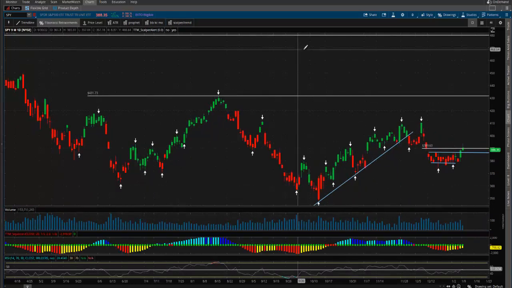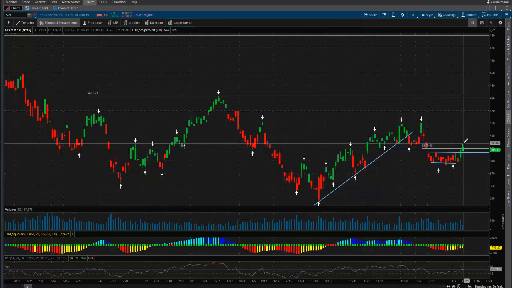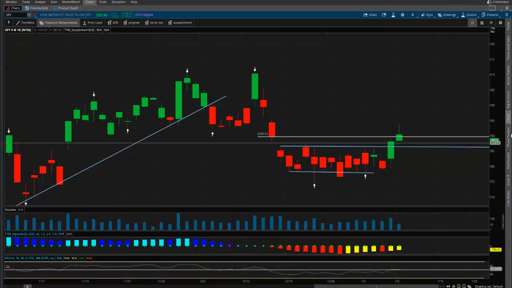Let's go back to the scalper trend. You see that's a red candle on the daily chart, but on the scalper trend it's a green candle, because it's basically saying that even though the action is not good today, there's more buying influence than selling influence.